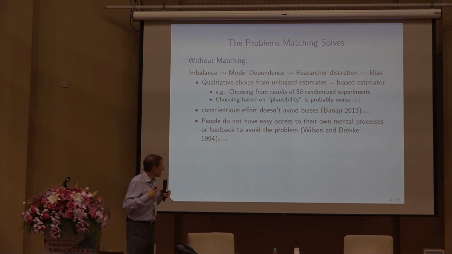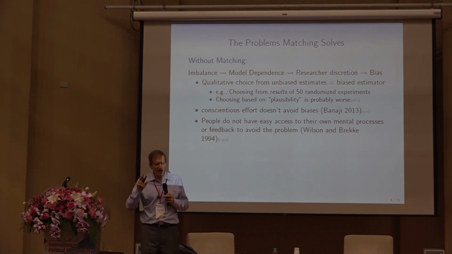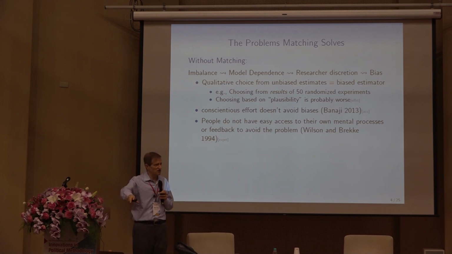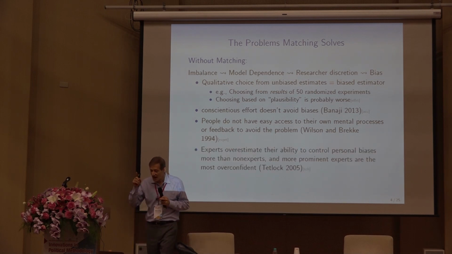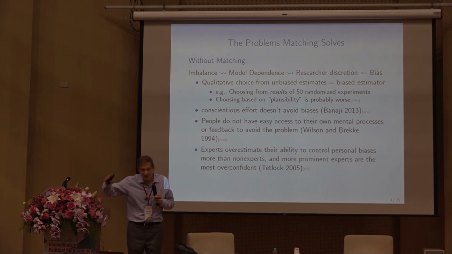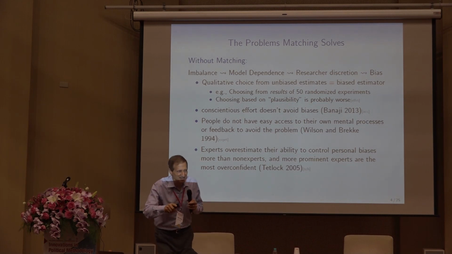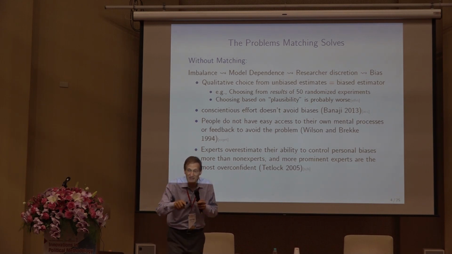All right, so what if we took experts, because we're all experts, right? What if we took experts and we had them choose among a whole bunch of analyses on the basis of the results, right? Well, it turns out that experts overestimate their ability to control their own personal biases more than non-experts, and the most prominent experts, that would be us, okay, are the most overconfident, okay? So don't give me this, you're an expert business, okay? If you're an expert, that's a bigger problem.